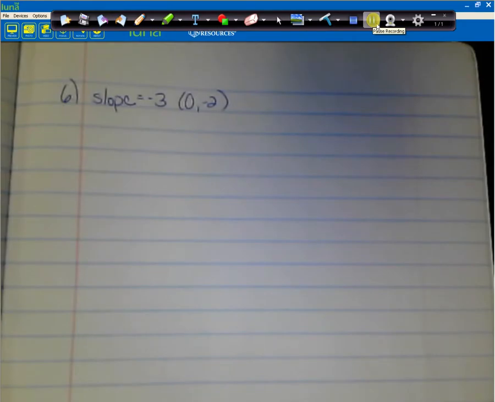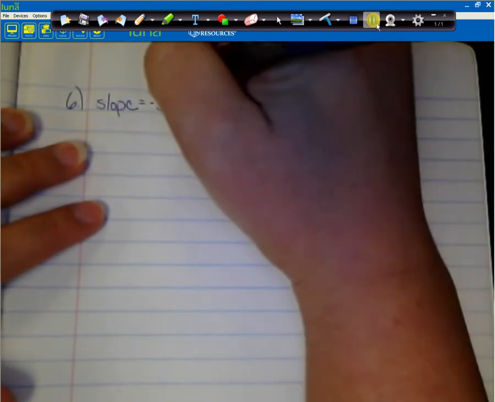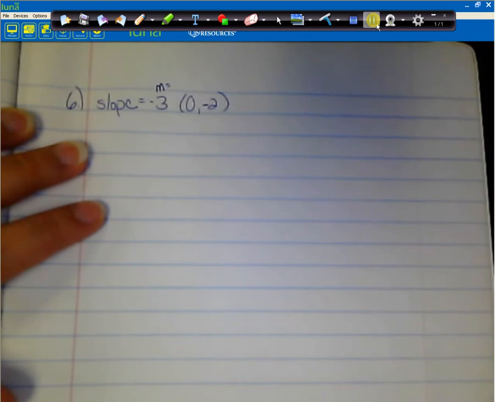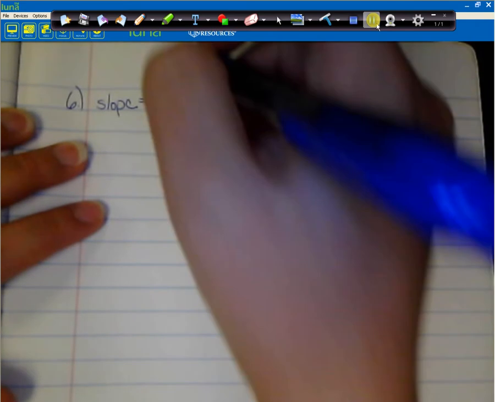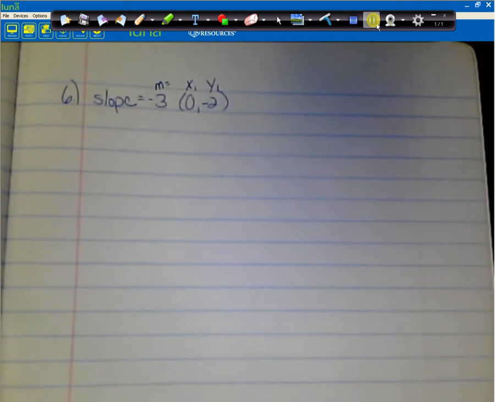We have a slope of -3 and the point 0, -2. And our instructions say, given the point and slope, write a linear equation in point slope form, slope-intercept form, and standard. Well, since we're given the slope and a point, we have to start with point slope. So here, we're going to go ahead and say that our slope is our m, and then our point is our x1, y1. So go ahead and make sure that you have those labeled.